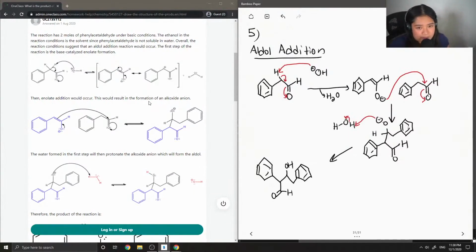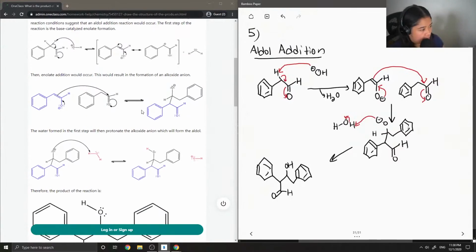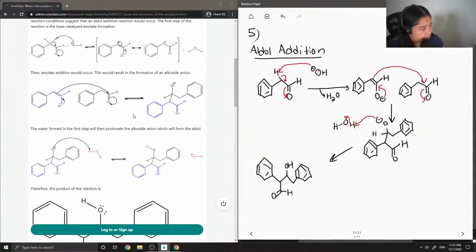Alright, let me just notice that mine should also show that this doesn't attack. It should come down and form a double bond, and it is this that attacks our carbonyl. Yep, so the junior tutor was right, and they got the following intermediate.